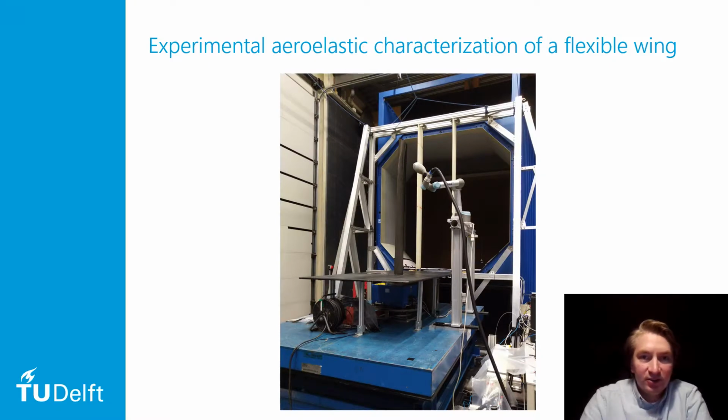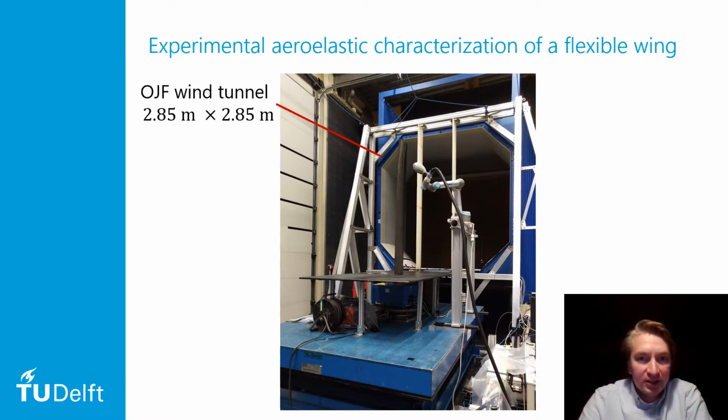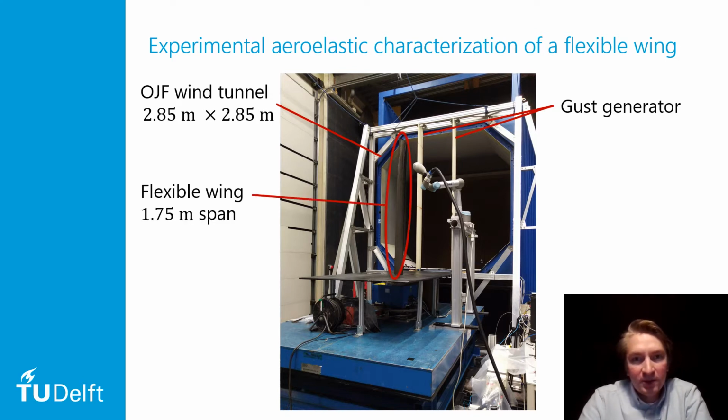Alright, let's take a closer look at what's happening here. We are standing inside the OJF, the biggest wind tunnel at TU Delft, with a cross-section of nearly 3 by 3 meters. At the exit of the wind tunnel nozzle, we have mounted a gust generator. As you saw in the video, we can move the vertical gust vanes and create an unsteady inflow for our test model. For this experiment, the model is a flexible wing with a span width of 1.75 meters.